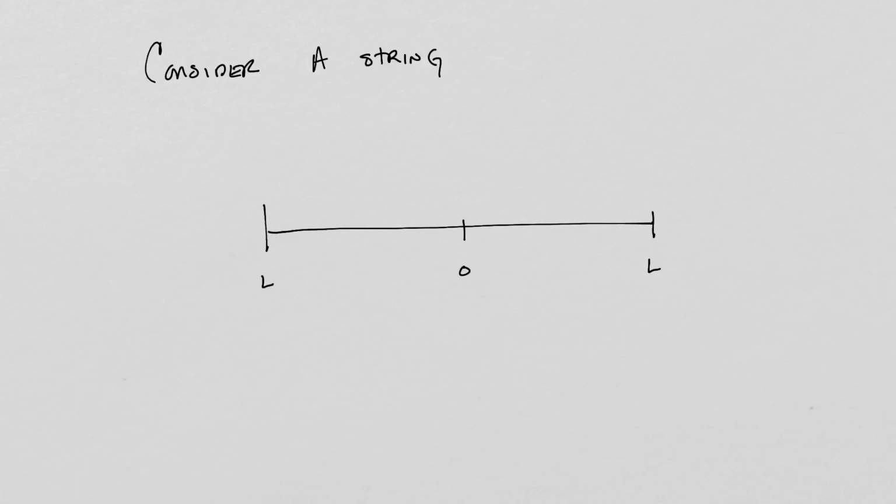I know this string is going to obey the wave equation, which I'll write down: 1 over c squared, d squared phi dt squared, is equal to d squared phi dx squared. This leads to solutions that look something like A e to the i omega t, e to the i kx. You can plug these into the wave equation to get the relationship between omega and k, which you all know is called the dispersion relation.